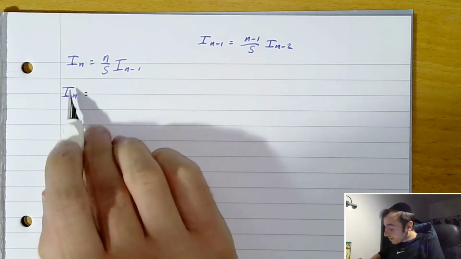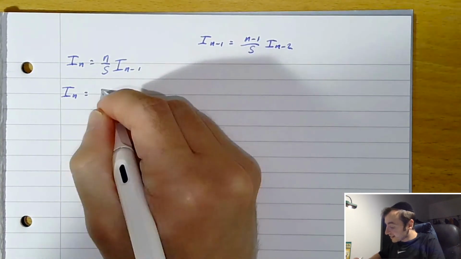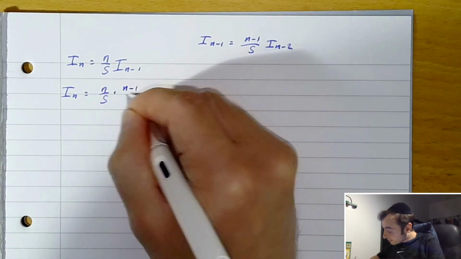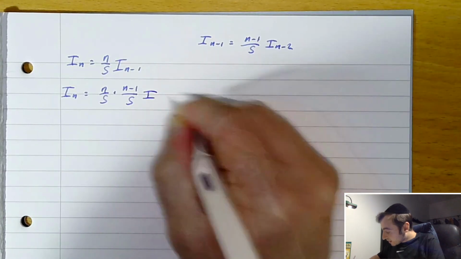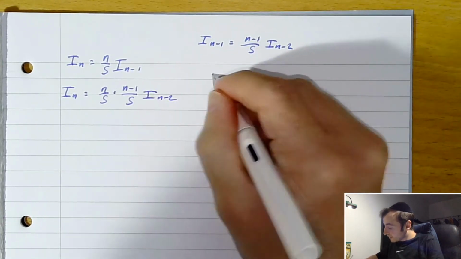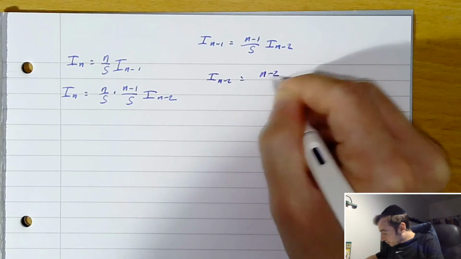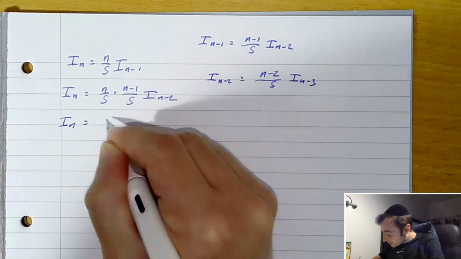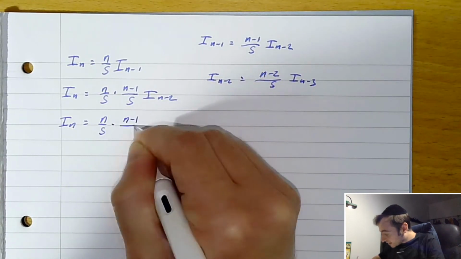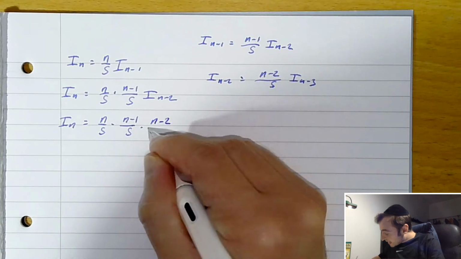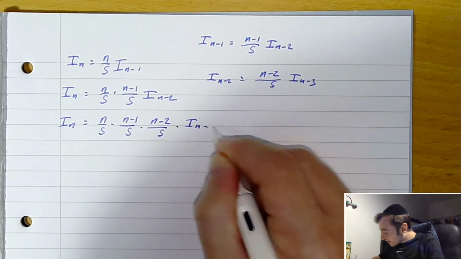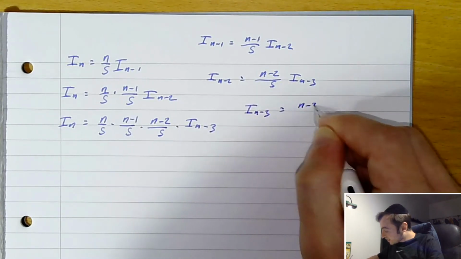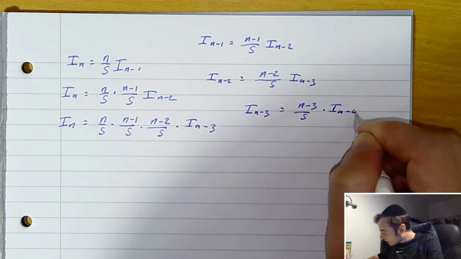Remember, I_s(n) is really the Laplace transform of t to the n. It's going to be n on s, I_s(n minus 1). Well, let's replace that. That's going to be n on s times n minus 1 on s times I_s(n minus 2). But we know what I_s(n minus 2) is. I_s(n minus 2) equals n minus 2 on s, I_s(n minus 3). So let's keep going. So we can now say that I_s(n) equals n on s dot n minus 1 on s dot n minus 2 on s dot I_s(n minus 3). But we know what I_s(n minus 3) is: n minus 3 on s dot I_s(n minus 4).